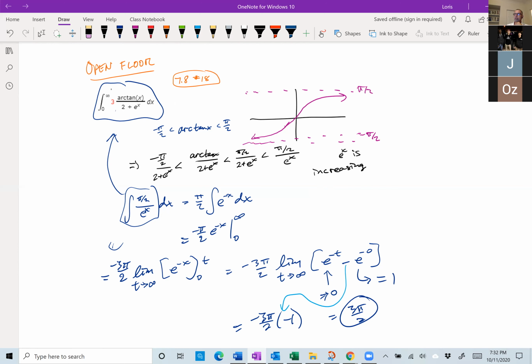All right, Oz. Is it Oz? You go by Oz? Yeah, I go by Oz. All right. So you understand this? For the most part, yes. Just don't get honestly the beginning of it. Just getting the pi over 2. Like I get it's because the function exists in those quadrants.